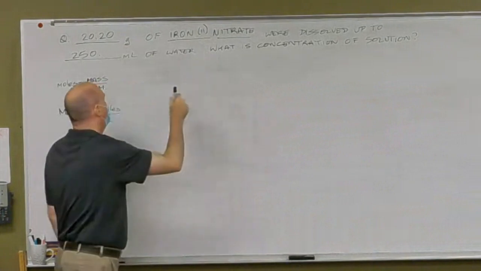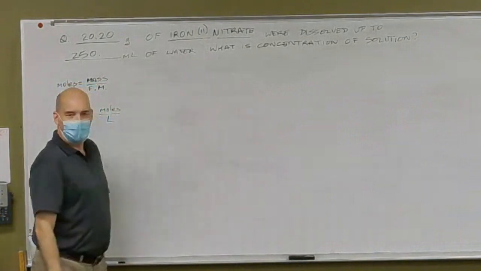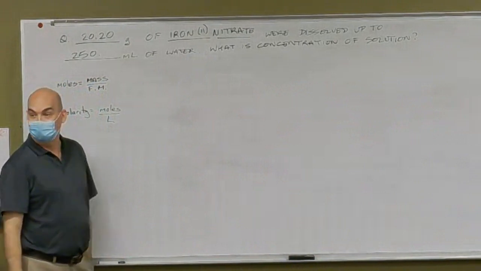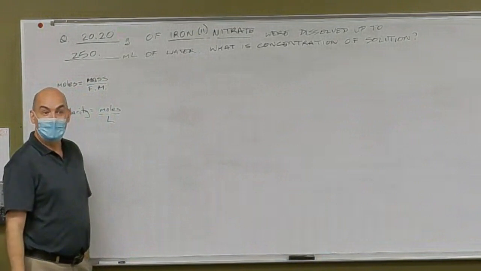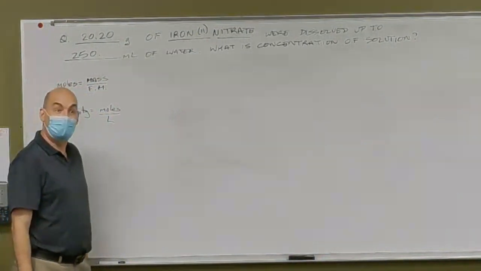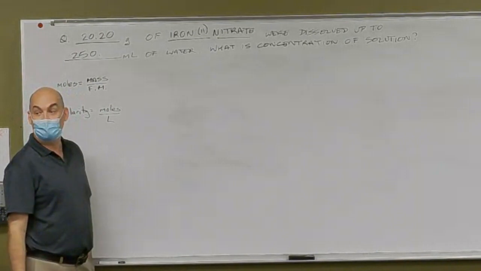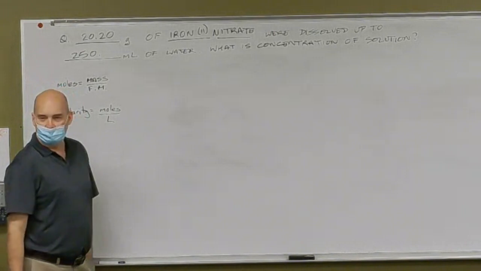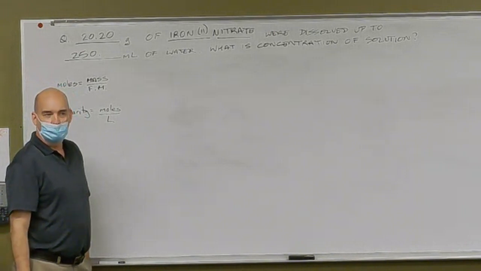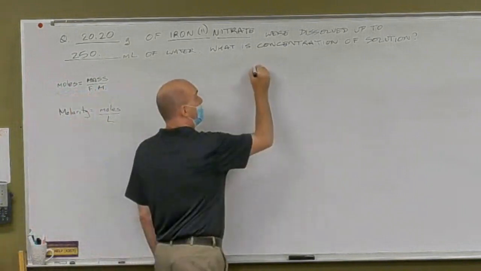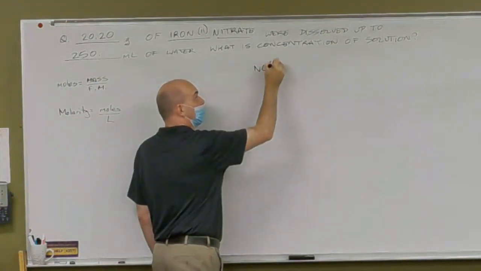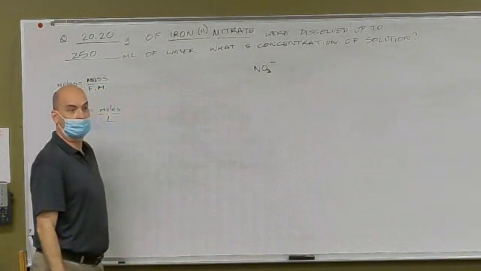So, moles of iron nitrate equals mass of iron nitrate divided by the formula mass of iron nitrate. You should have picked something easier. We have to figure out what the formula for iron nitrate is before we can know what its formula mass is. Okay? Let's start with the easy part. What is nitrate? What's its formula? There's an N and an O and a 3 and a single negative charge.